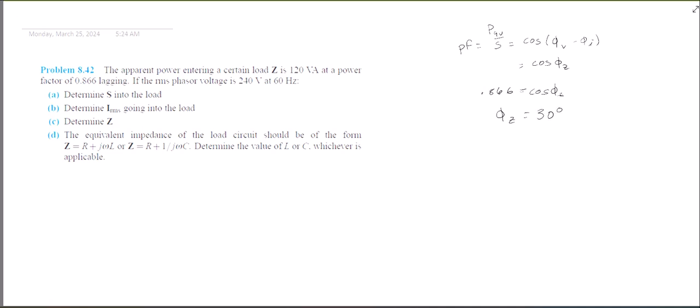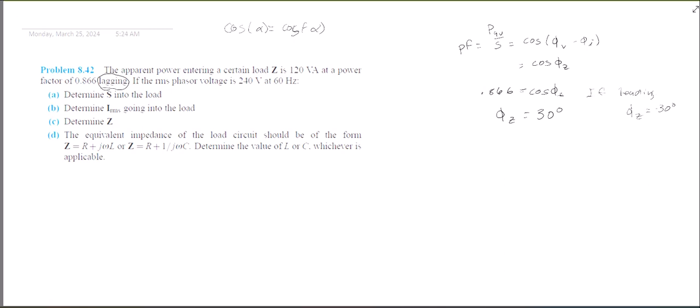Now, we want to be careful here. This is important. Pay attention to this for your quiz. This says lagging. So when we have lagging, we want the positive value here, which is 30 degrees. If it had been leading, then you would say that it is negative 30 degrees. Because remember, the cosine of alpha equals the cosine of minus alpha.